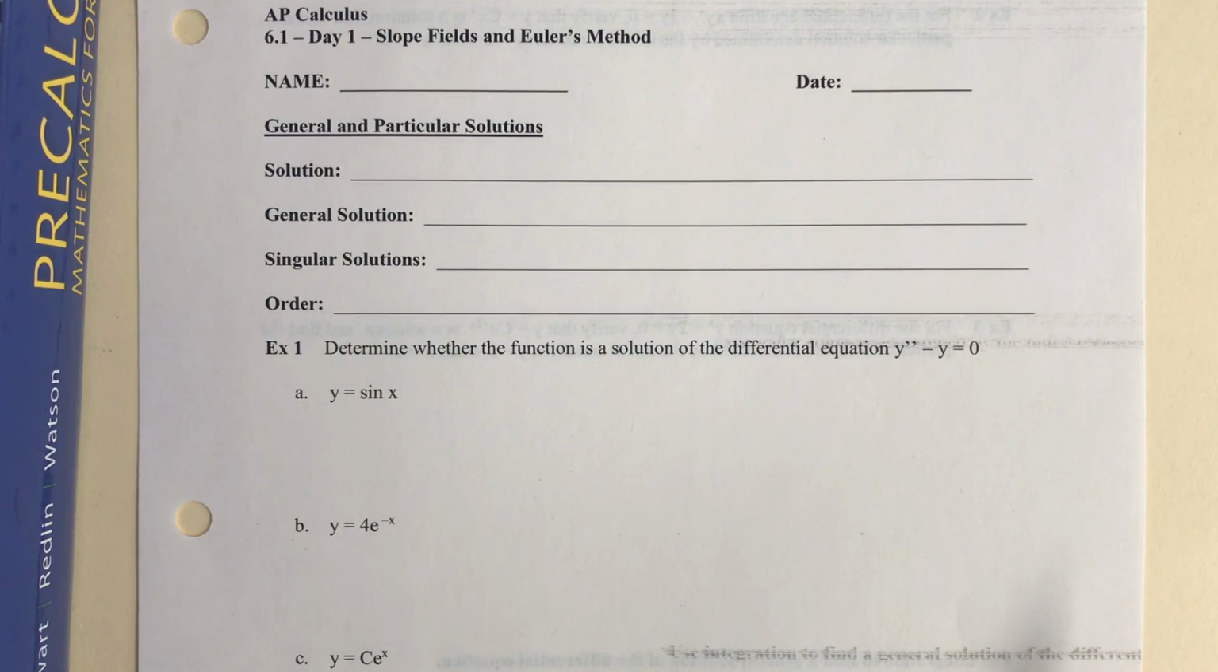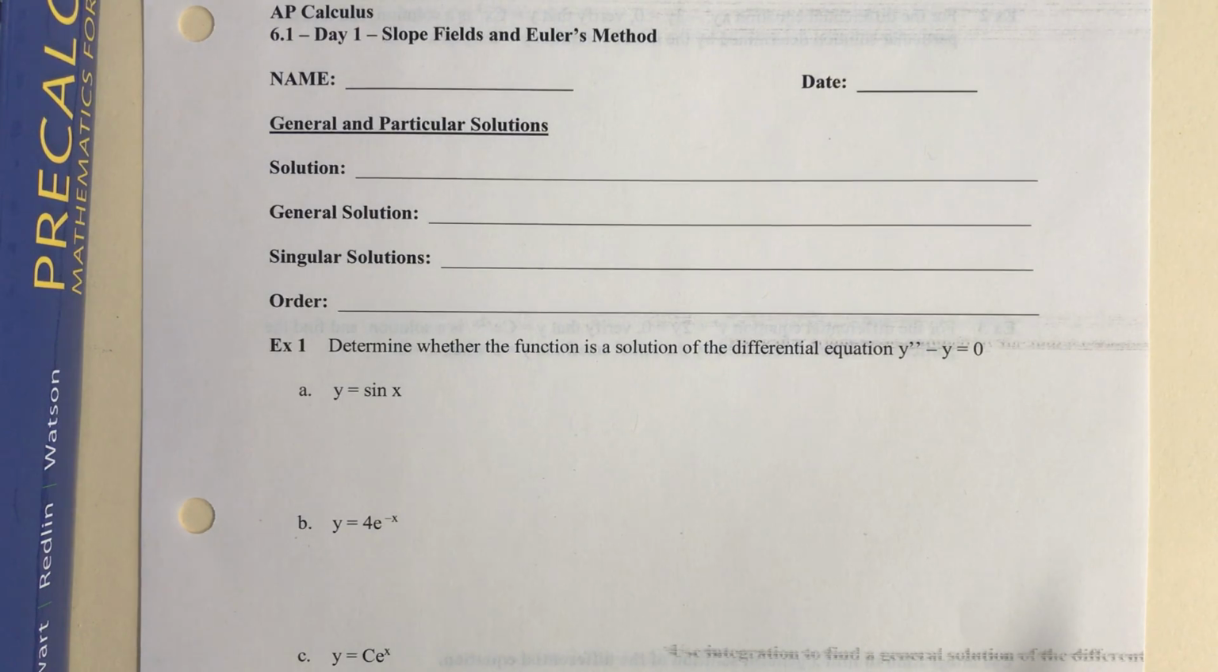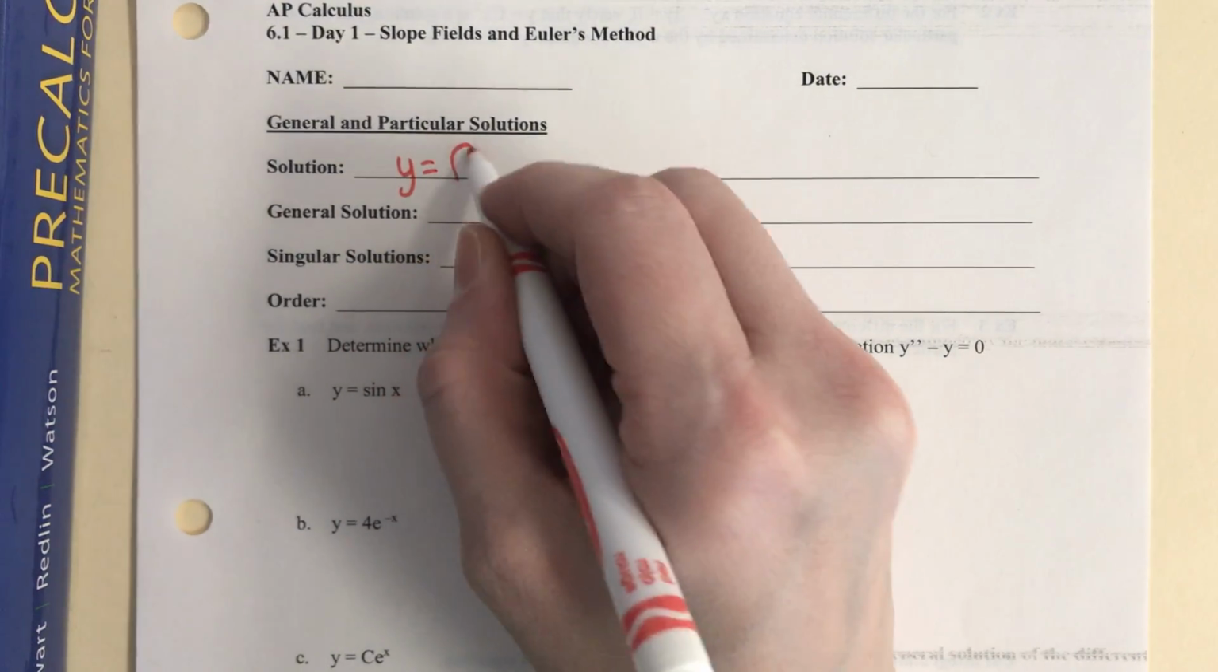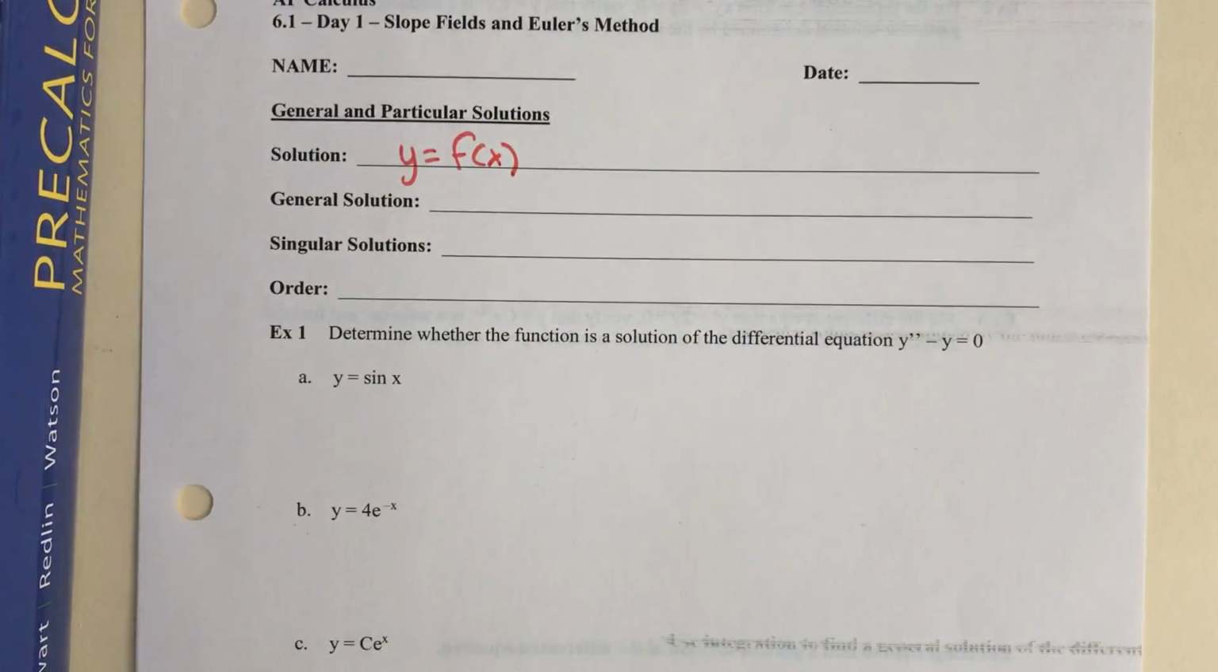A solution is when you are able to solve for an original problem. So that's going to be your y equals whatever your function is. Typically we get this by taking an integral if you have a derivative.